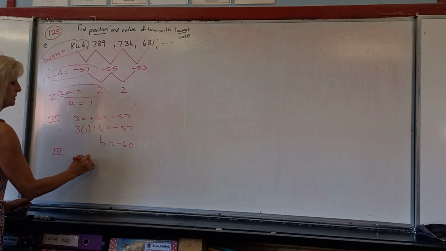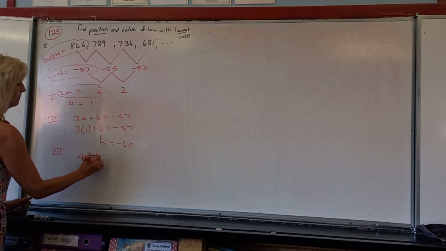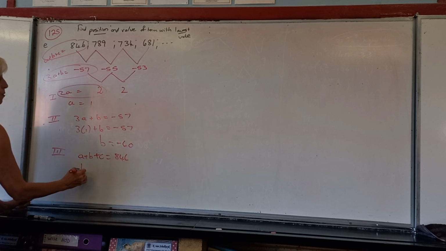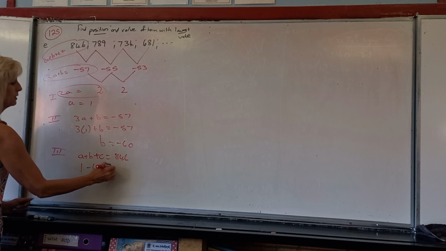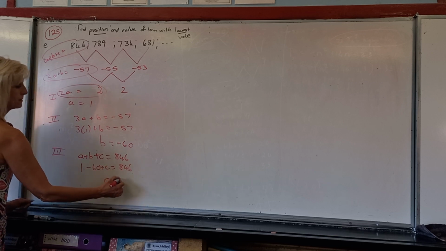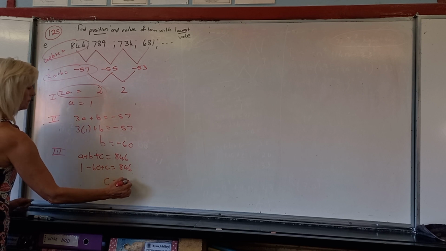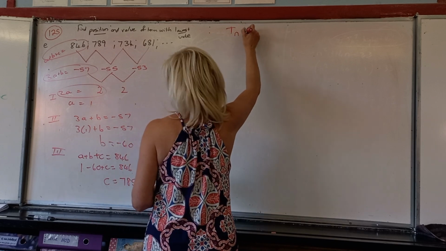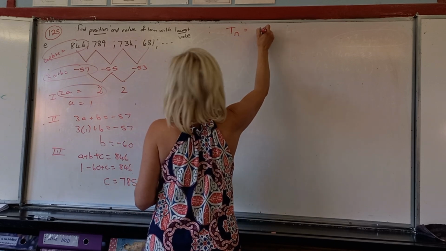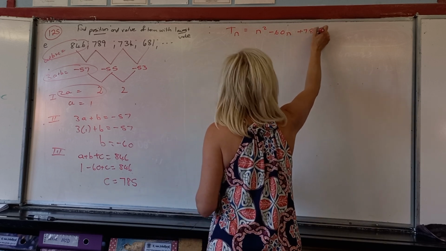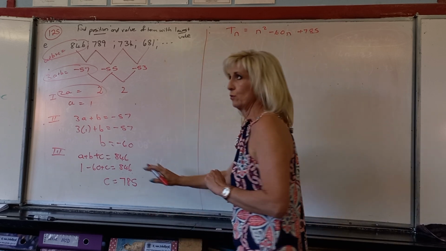So a plus b plus c is equal to 846, goodness gracious. 1 minus 60 plus c, what is c please? 785. Thank you. So that my Tn will be 1n squared minus 60n plus 785. And double check yourself on calculator work, please.